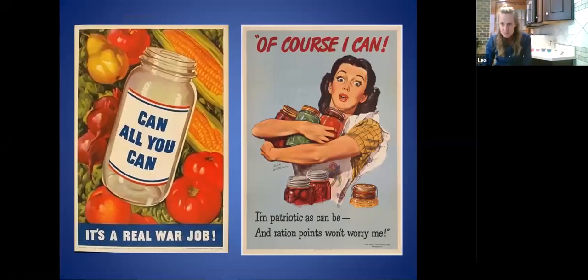We're going to end here with looking at how this is relevant to World War II. In World War II, as we all know, a lot of things were rationed. So families and people were really encouraged to grow and preserve their own foods. As you can see, a lot of these propaganda posters were around encouraging people to grow their own foods and to can things. So pH is really, really important in canning.